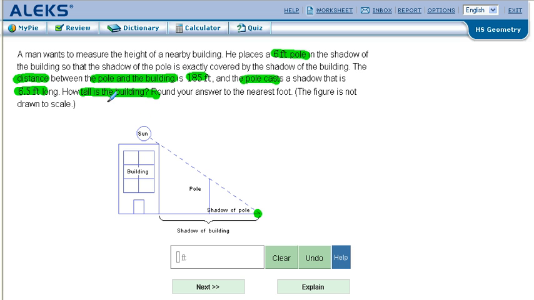How tall is the building? That's your unknown. We'll call that x. So our x is the height of the building, and so we're taking care of that. The pole is 6 feet, so we take that and we write 6 feet.